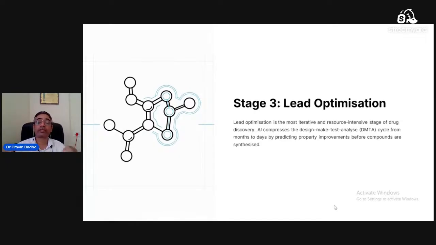But before synthesizing, AI uses a model called the design, make, test, and analysis cycle, which actually is reducing these needs and also deciding on whether we should actually synthesize it or not. So it reduces the number of months to actually test by predicting properties for that compound. So that way you can only synthesize those compounds which actually are optimized for that.